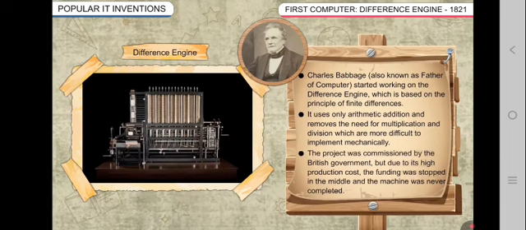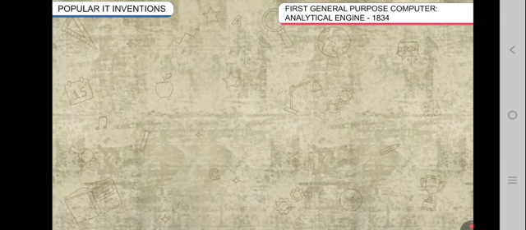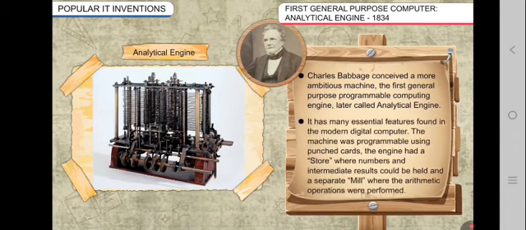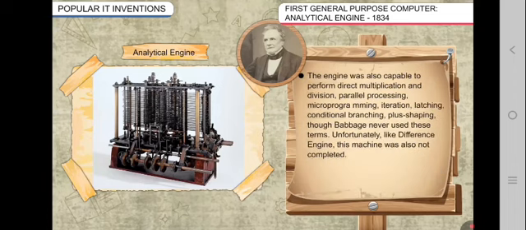Popular IT inventions. First computer. Difference Engine, 1821. Charles Babbage, also known as the father of the computer, started working on the Difference Engine, which is based on the principle of finite differences. It uses only arithmetic addition and removes the need for multiplication and division, which are more difficult to implement mechanically. The project was commissioned by the British government, but due to its high production cost, the funding was stopped in the middle and the machine was never completed.